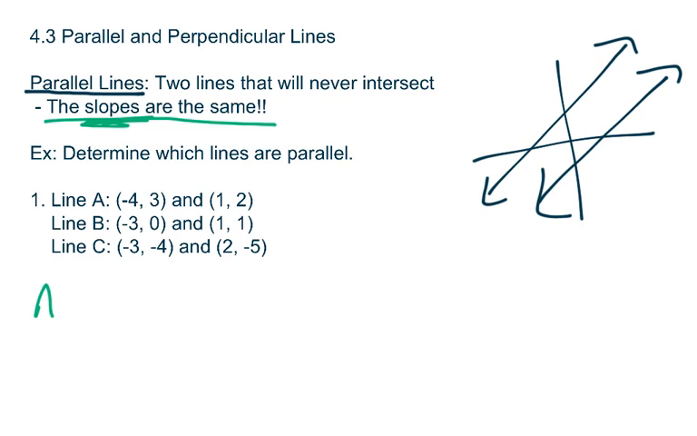Let's find the slope of line A. Remember, slope is the letter M, and I'm just going to go left to right on all of these because I don't have a whole lot of room to draw different arrows. So we start with our y values, 3 minus 2 over negative 4 minus 1. 3 minus 2 is 1. Negative 4 minus 1 is negative 5. So we could say that's negative 1/5.